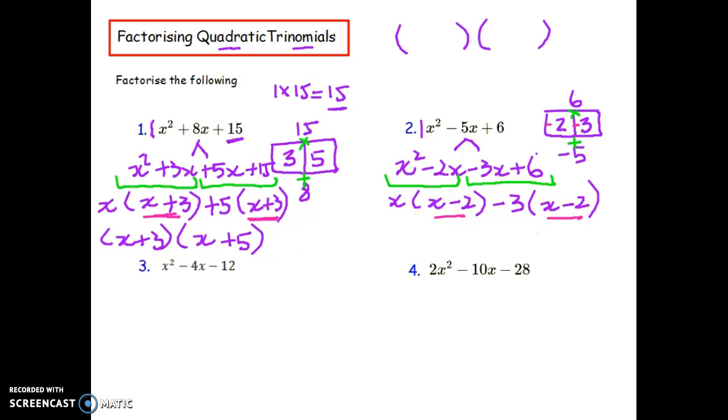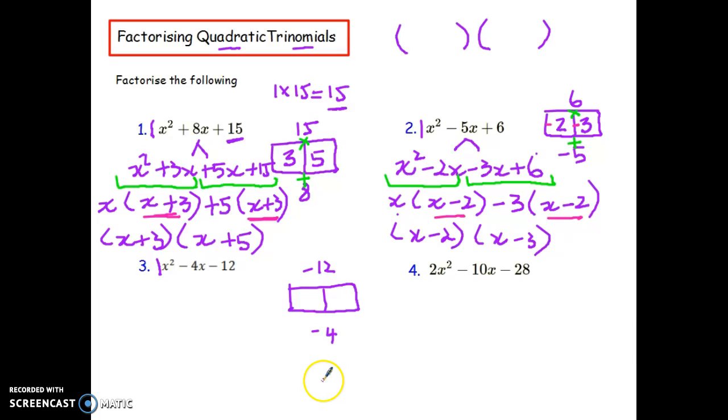X minus 2 is common, so that comes out. And I have an x take 3 left. There's my factorised version. Let's try another one over here. I have a 1 in front of my x squared. 1 times minus 12 is minus 12. I want two numbers that multiply to minus 12 and add to minus 4.